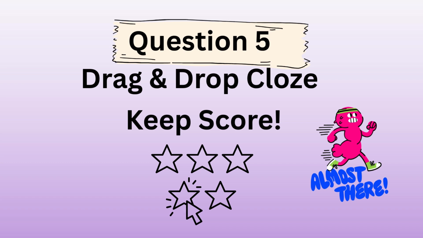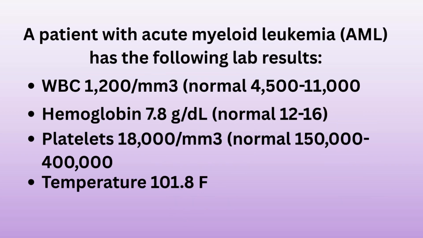All right, question number 5 is a drag and drop. So there'll be a question number 1 and a question number 2 following it. All right, so you'll see 2 boxes and I'll explain that to you. So our patient has acute myeloid leukemia, AML, and has the following labs. So the white blood cell count is 1,200, should be 4,500 to 11,000. The hemoglobin is 7.8, the normal is 12 to 16. The platelets are 18,000, normal is 150,000 to 400,000, and then the temperature is 101.8 Fahrenheit.